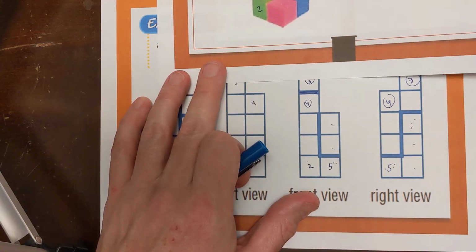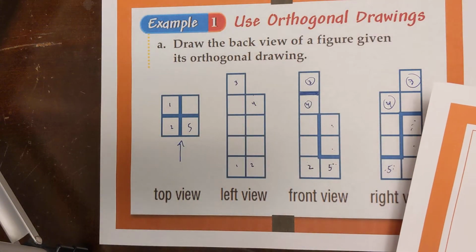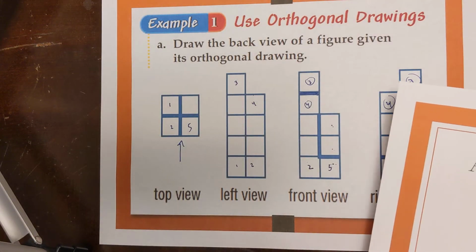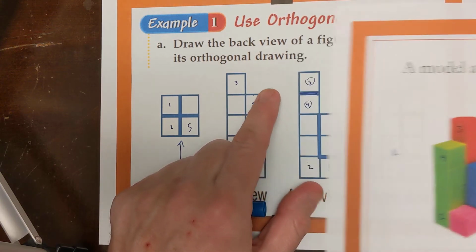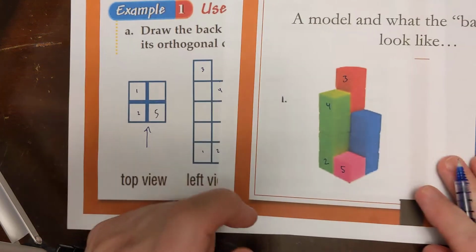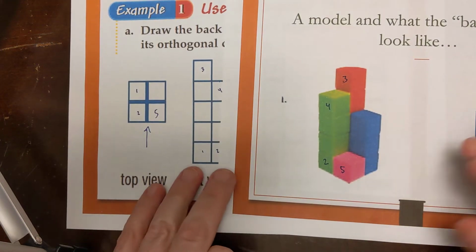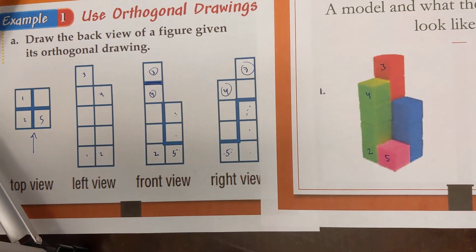Looking at our other views, the very top of the red here would be 3. It's above the 4. 2 is at the bottom. This is my block. The pink then would correspond to block 5. If we look at these different things.